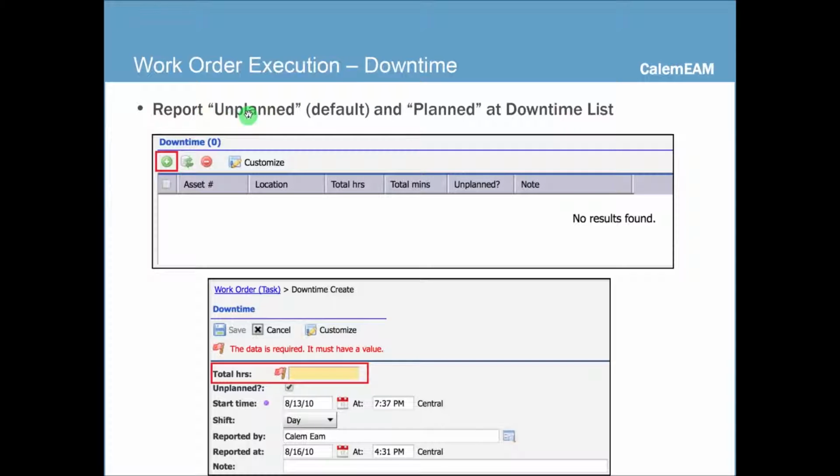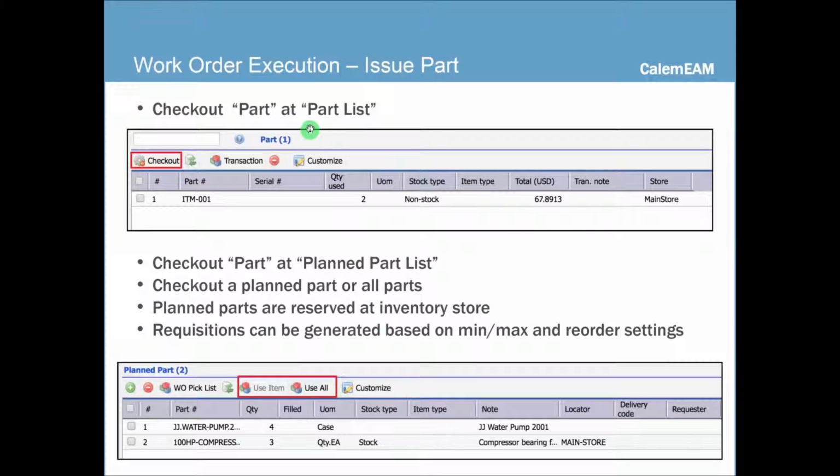You can record unplanned or planned downtime at the downtime list. So just enter hours there. And you can issue parts from the part list. You can just say I need to check out a part. You can also check out parts at the planned list. You can check out one item by checking one row and using the use item menu to check out that part, or you can do use all. So you just check out all the planned parts onto the work order.